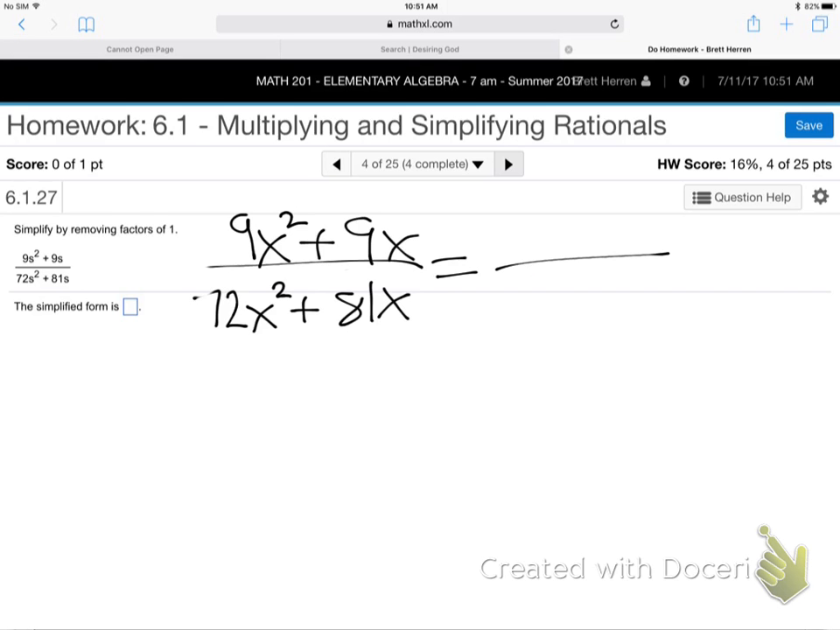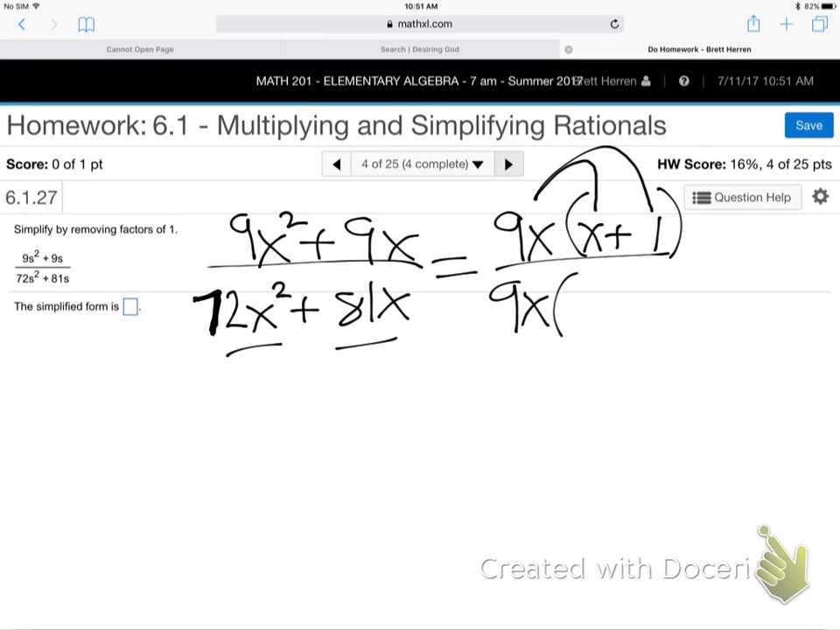So what is the GCF on the top? 9 and x, 9x, good. Is that good? They have 9x in common. What does that leave? 9x times x, 9x times 1. Good there. Now on the bottom, what's the GCF on the bottom? That's a 72. I think it's a 12. Yeah, right, 9 then. 9 and x again, right? So, that good? So 9x times 8x, 9 times 8, 72. 9x times 9.